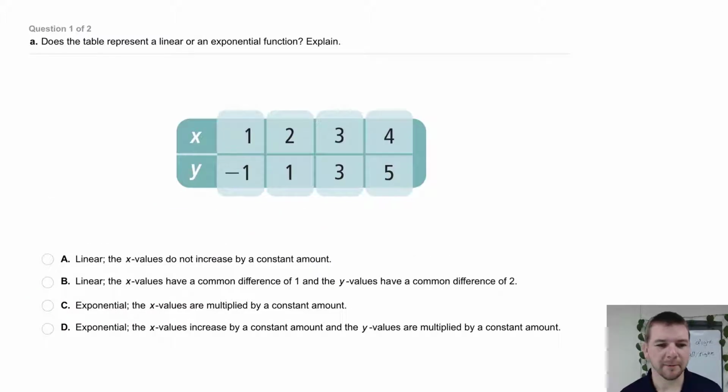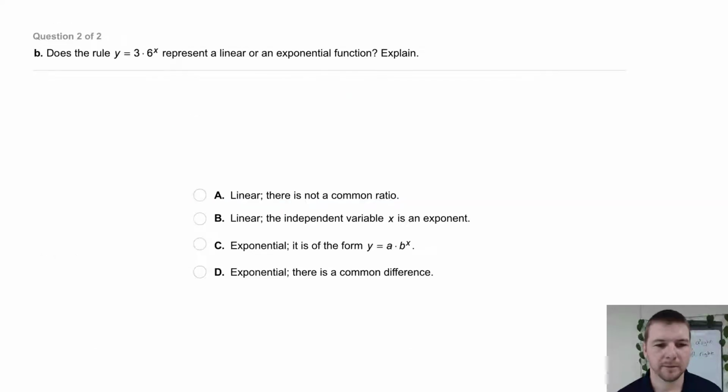Your turn. Part A, does the table represent a linear or an exponential function? Explain. And part B, does the rule y equals 3 times 6 to the x power represent a linear or an exponential function? Explain.